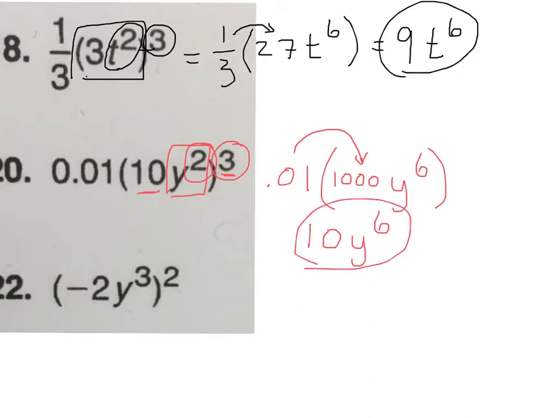Let's reduce this last one. On this last one, I need to do -2 squared. That means -2 times -2, which is 4. And then I have y cubed squared, which is y to the 6th power.